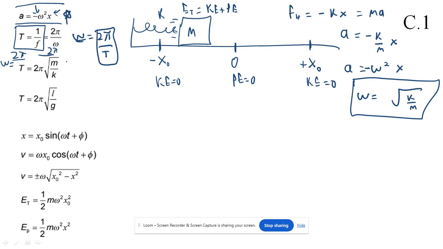Period is, and this makes sense, right? The more mass you have, the longer the period is. The stiffer the spring is, that's the spring constant, that's going to be newtons per meter, the amount of newtons you need to stretch it a meter. Okay. The stiffer the spring is, the shorter the period is, right?